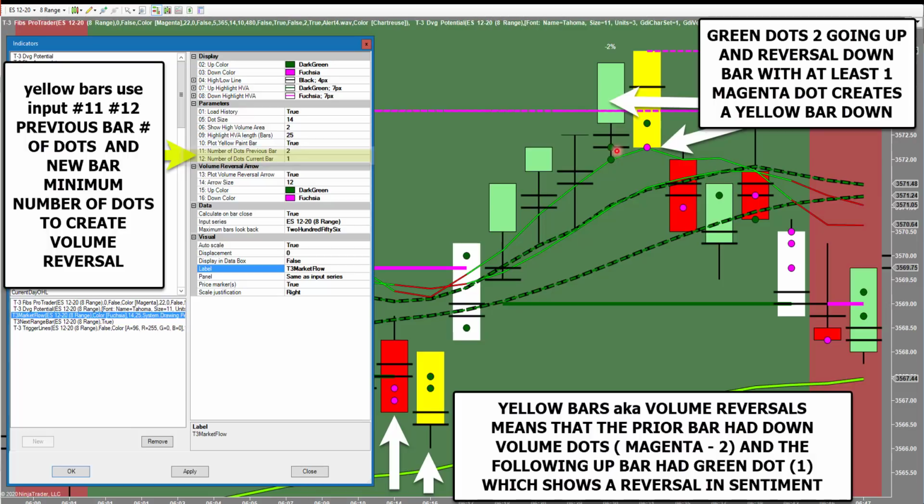Same thing at the top. Green dots going up with an up bar, followed by a down bar with at least 1 magenta dot, and we get a yellow bar. Again, I just want to go over the mechanics of what causes these things to happen.